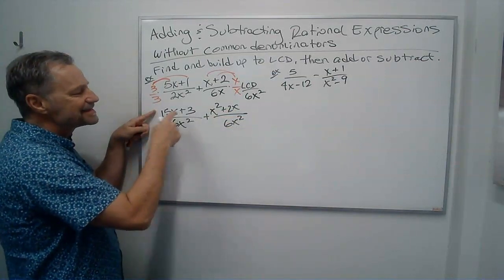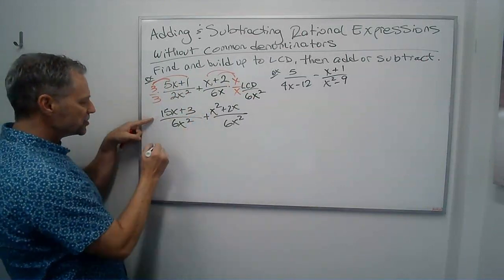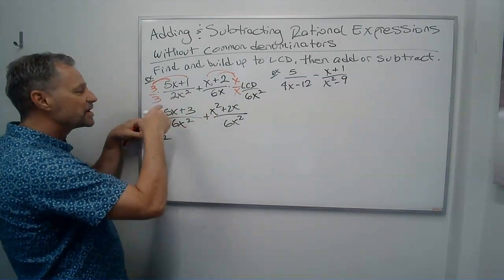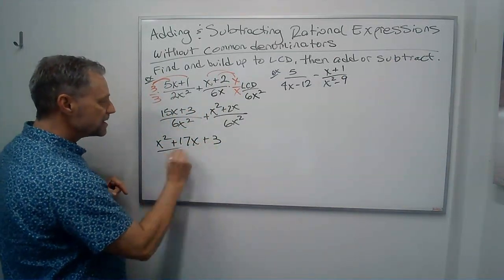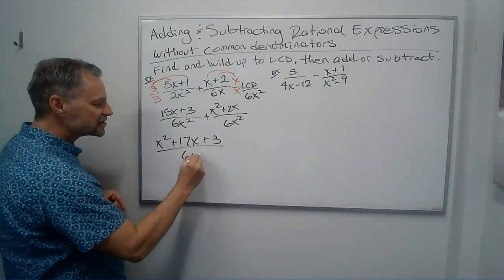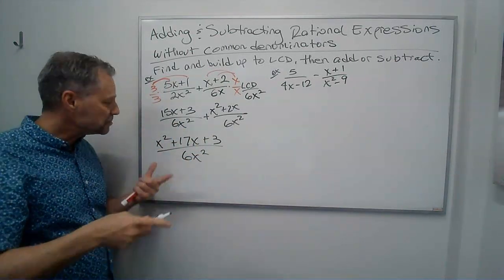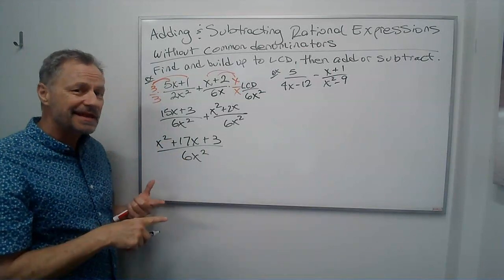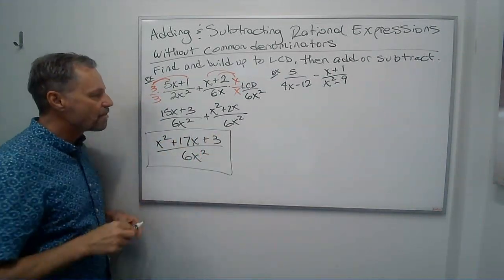So let's see. Since I'm adding, I'm not going to put it as a single fraction. We're just going to add straight across. So in descending powers, I've got x squared, 15x plus 2x is 17x plus 3. The bottom just stays the 6x squared. Now from here, I would factor the top if possible and see if anything cancels with anything on the bottom. Nothing's going to reduce here. This is fully simplified, so I just stop.